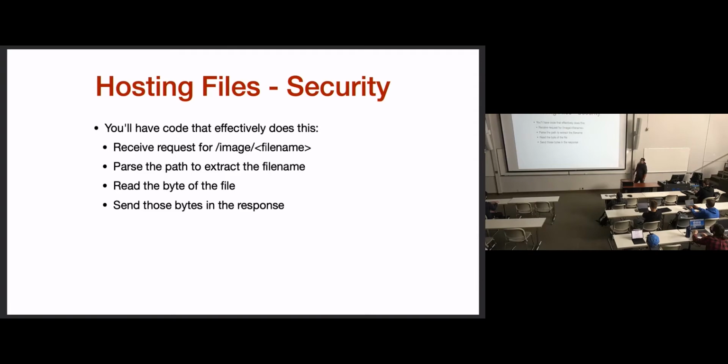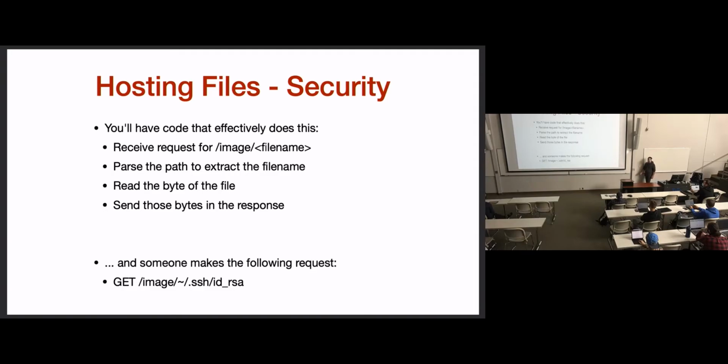So if we have a path like this, like image/file name, which you'll have, and you'll have some code that says extract the file name, open a file with that name, and send it to the user. Well, what happens when a user requests this? Instead of requesting an image that exists on your server, they're going to say, wait, I can just grab any image I want, or any file I want off of the server, and the server is just going to read the file and send me the bytes contained in that file. So what if they asked for your private SSH key? Are you going to send them your private SSH key?